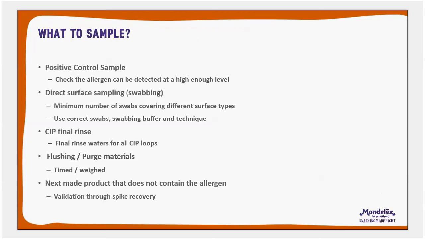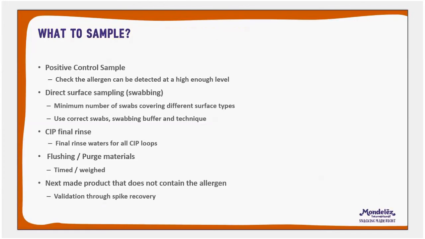Remembering that you want to take them from different surface types and always the hardest to reach and hardest to clean areas. It's important that you use the right kind of swabs, so these will be allergen specific swabs, the right kind of swabbing buffer or wetting solution, and certainly using the right kind of technique. It may be that you have a CIP system where you'll take a final rinse water, and it's important that you cover all the relevant CIP loops. If your method of cleaning is through purging or flushing, then you're probably going to take samples of material, maybe at timed intervals or weighed intervals.